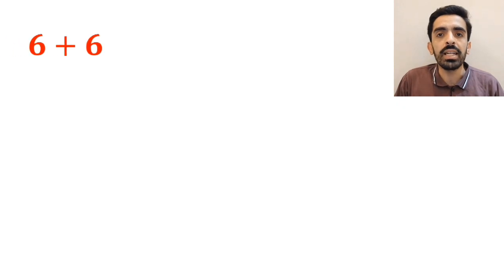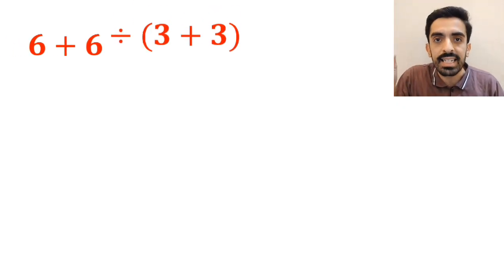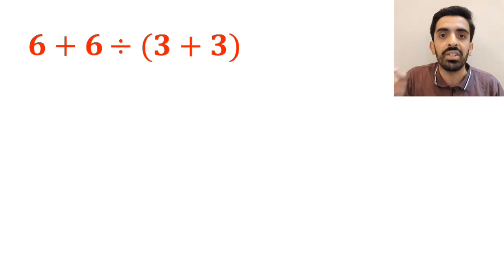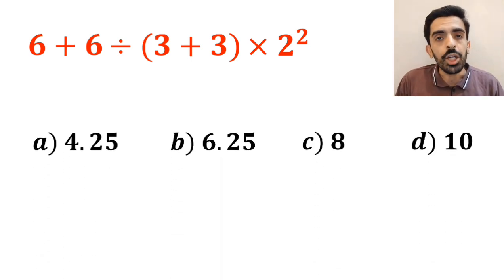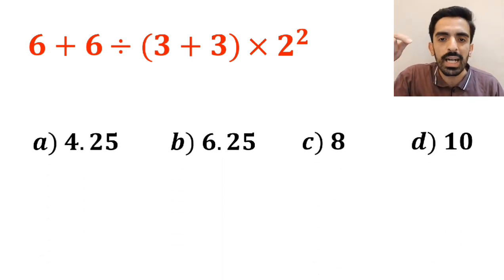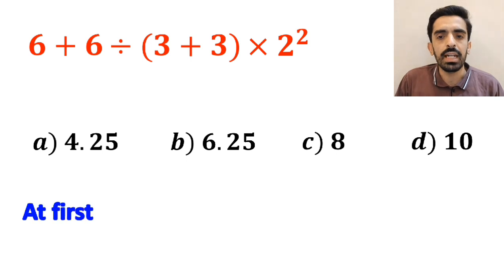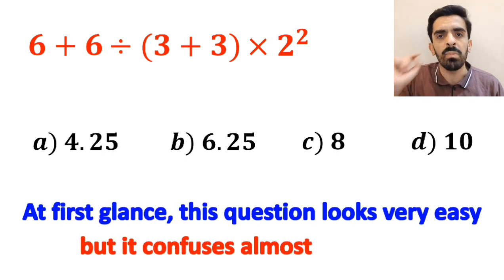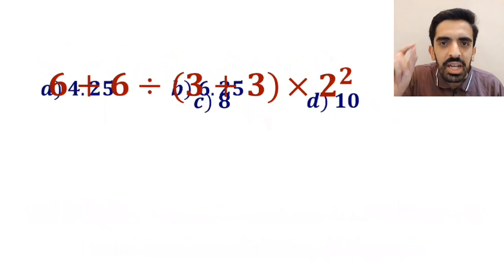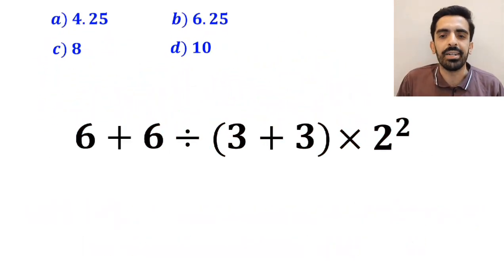What do you think is the value of the expression 6 + 6 ÷ (3 + 3) × 2²? Which option do you think is the correct answer to this question? At first glance, this question looks very easy, but it confuses almost everyone. Let's dive in and break it down step by step together.